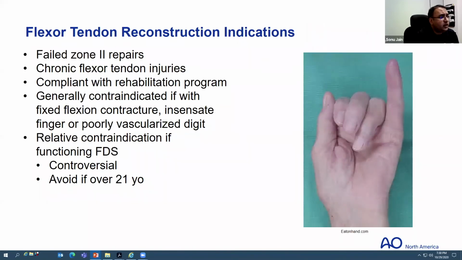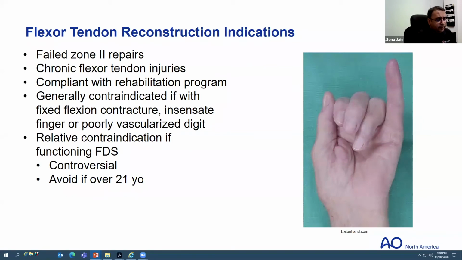So what about reconstruction? We talked about primary repair already, so now we're talking about reconstruction, the ones that you are not able to do primarily. So these are for failed zone 2 repairs, chronic flexor tendon injuries. Patients have to be compliant with the rehab program, or you shouldn't do it for them. And it's usually contraindicated if they have a fixed flexion contracture, insensate finger, or poorly vascularized digit. Their joints need to be supple to have this work. And it's a relative contraindication if they have a functional FDS.